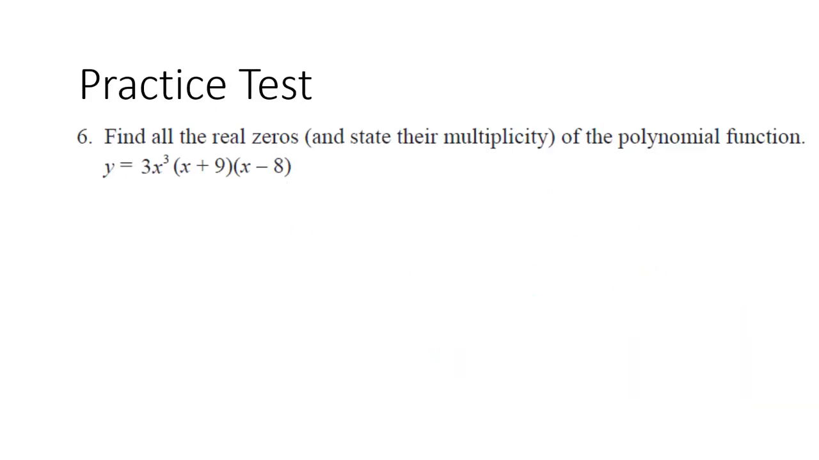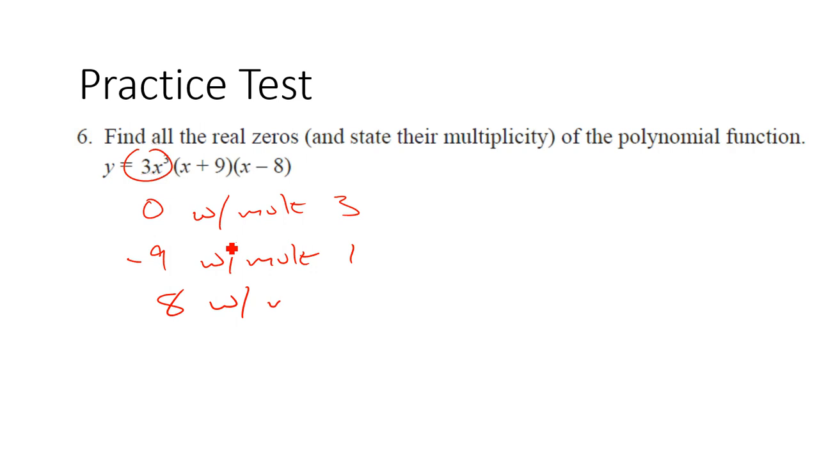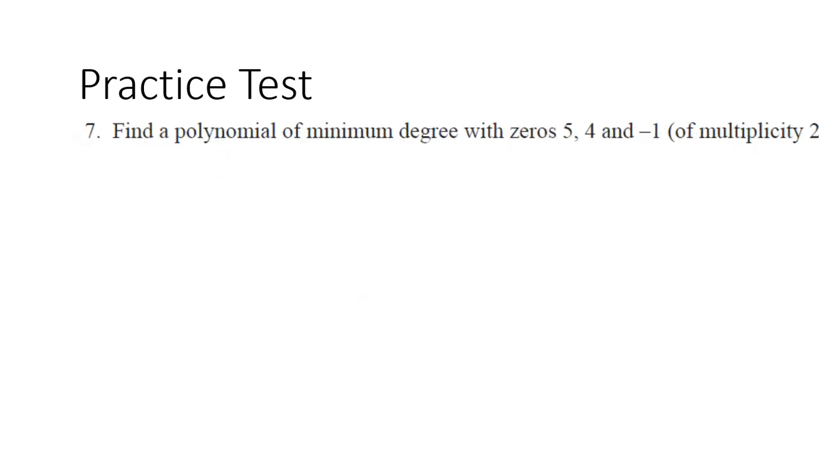Okay, let's find all the zeros. We have 0 with a multiplicity of 3 from this one. We have negative 9 with a multiplicity of 1. And we have 8 with a multiplicity of 1. All right, let's find our polynomial. y equals minus 5 times x, minus 4, squared.